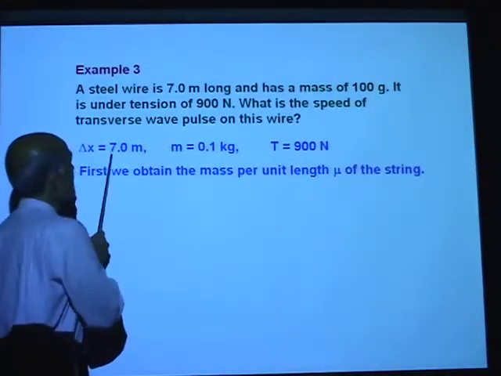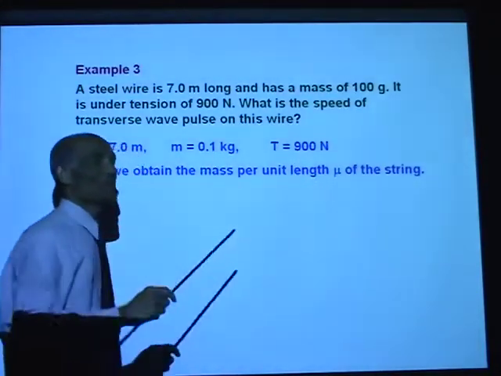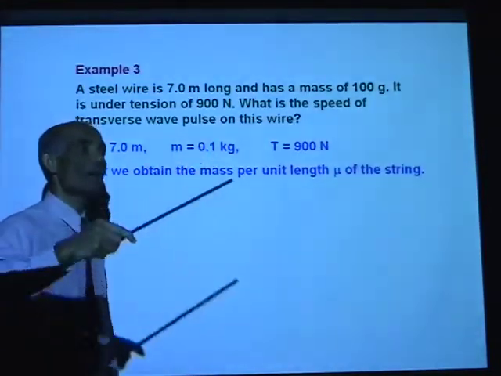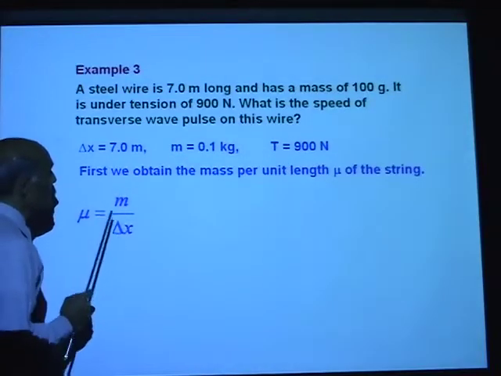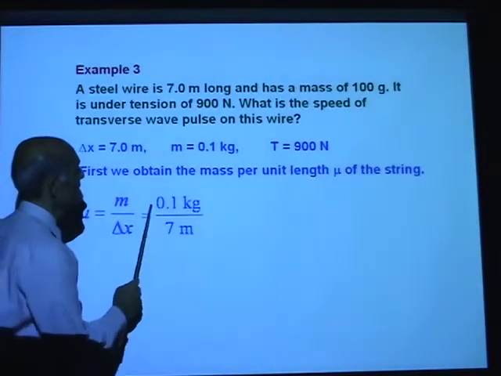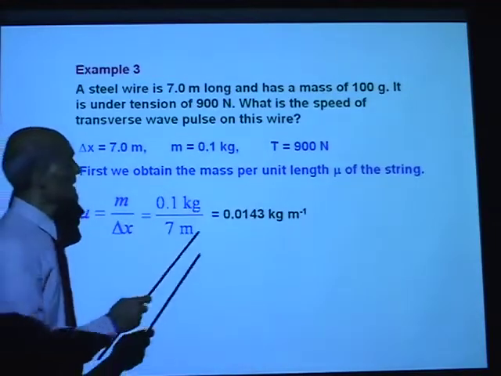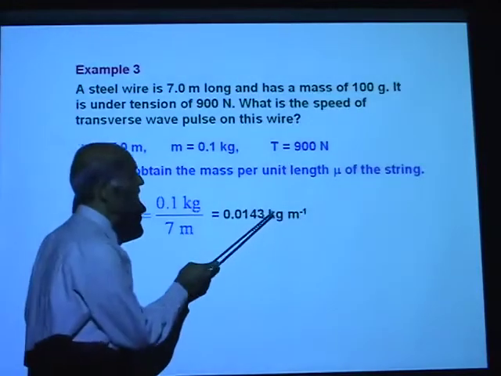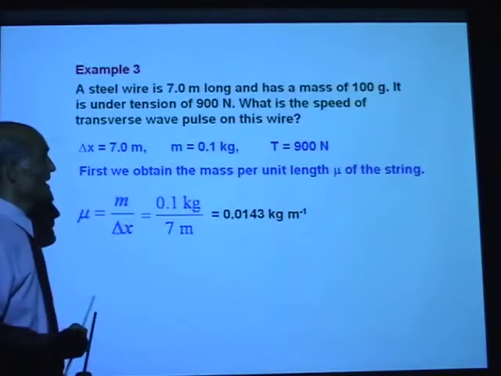If you got the length of the string and its mass, what is mu equal to? Mass per unit length. Mu is mass divided by length. So mu equal to m divided by delta x. That is 0.1 kilogram divided by 7 meter. And that is 0.0143 kilogram per meter. That's the unit of mass per unit length.